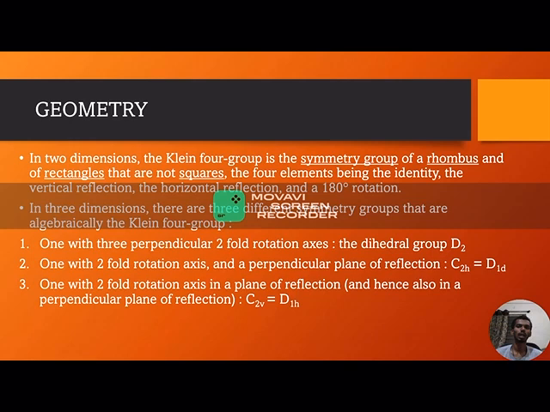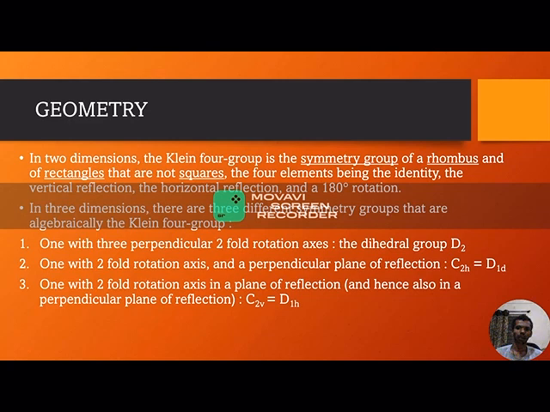In three dimensions, there are three different symmetry groups that are algebraically the Klein 4 group. One with three perpendicular two-fold rotation axes, the dihedral group D2. One with a two-fold rotation axis and a perpendicular plane of reflection, C2h = D1d. One with a two-fold rotation axis in a plane of reflection, and hence also in the perpendicular plane of reflection, that is C2v = D1h.